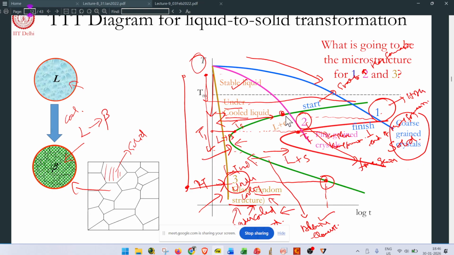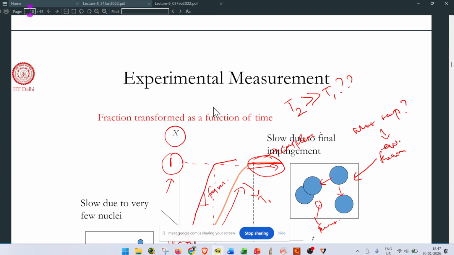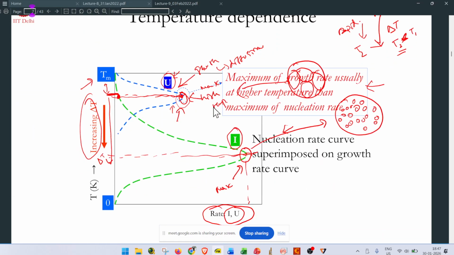Here you can see it is touching at the lower point, and here you can see that it is touching at the higher point. Okay, that is what makes the difference. If that C curve is touching at the higher point, it means the pathway for growth is much higher, but the nucleation rate is less. So there are fewer nuclei and more time, so we will form coarser grains.